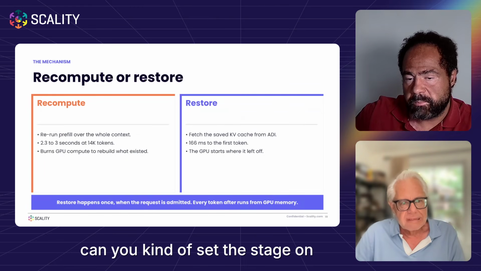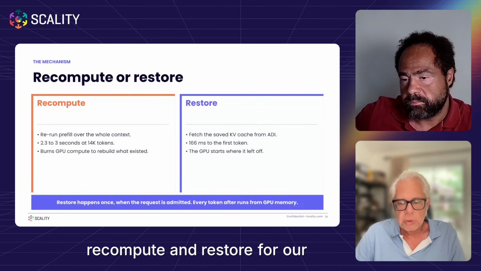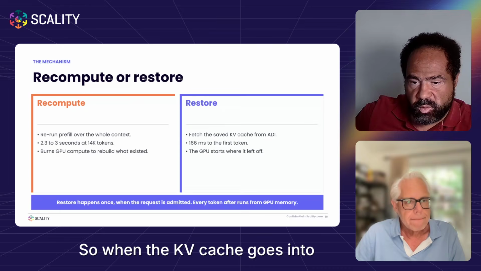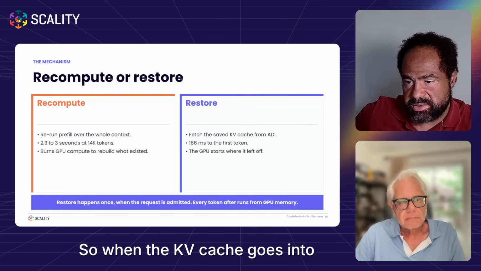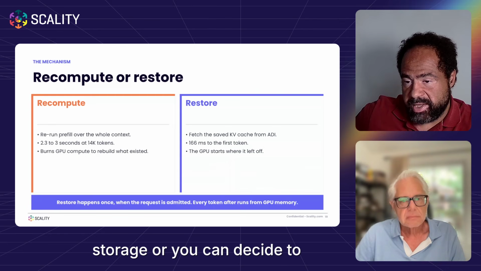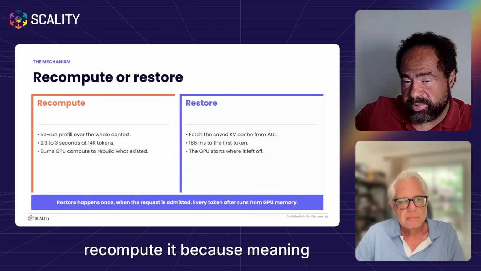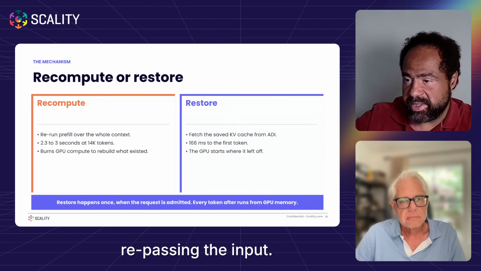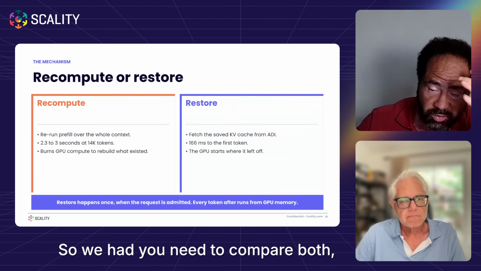Can you set the stage on recompute and restore for our listeners? Yeah. So when the KV cache goes into storage, you can restore it directly from storage, or you can decide to recompute it, meaning reparsing the input. So you need to compare both, right?